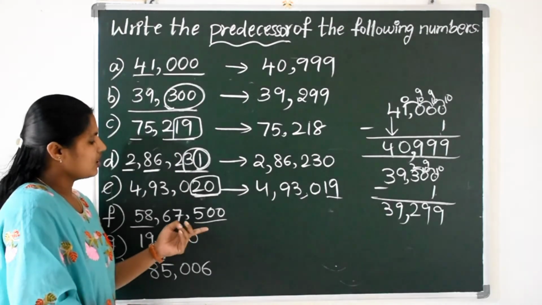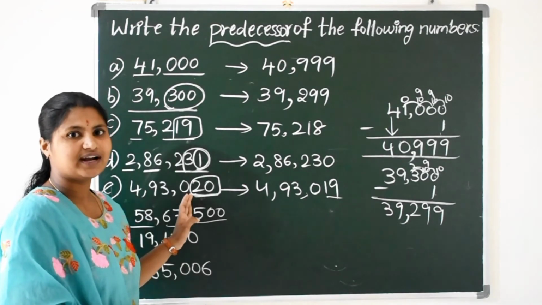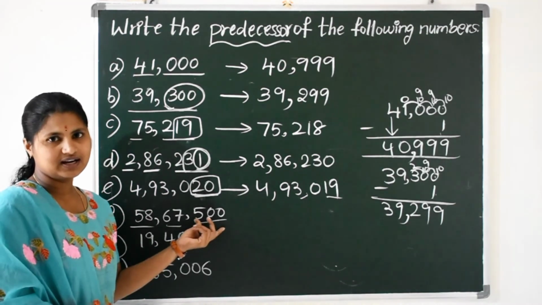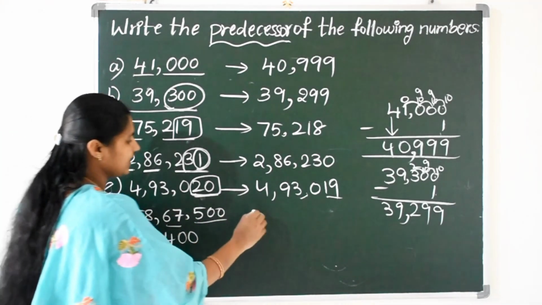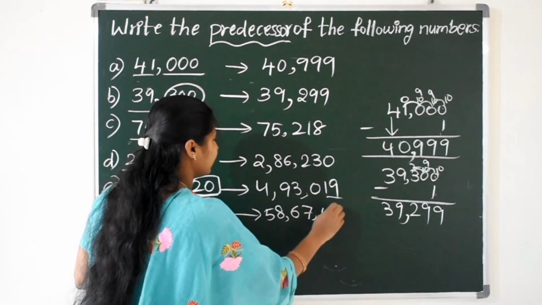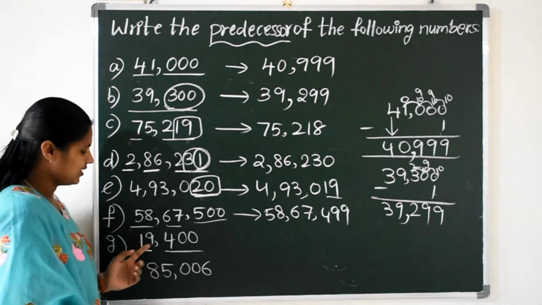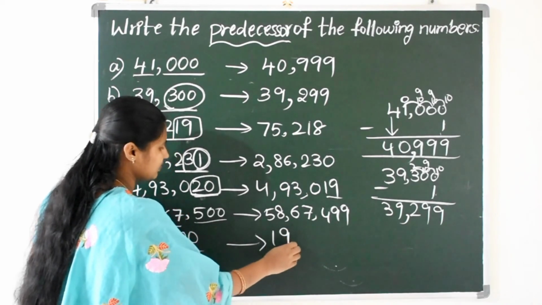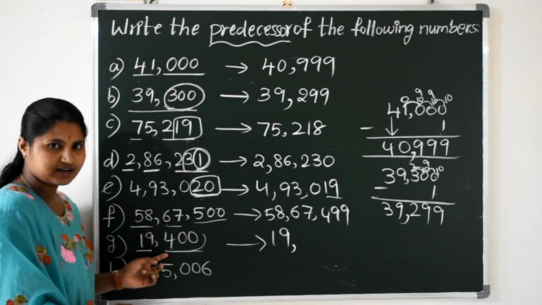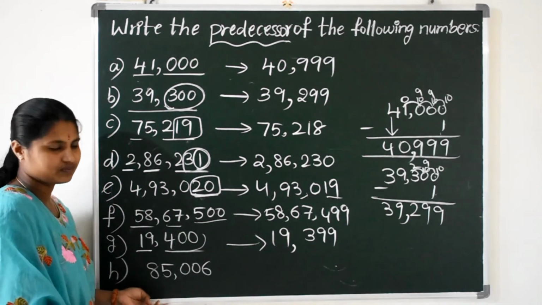Okay. Next to 58,67,500. After which number 500 comes while writing numbers? Tell me. Yes, 499 comes before 500. So we can write here 499. For 58 lakhs 67,499. Next 19,400. 19,400. Here 400. 400 means what? Tell me. After which number 400 comes? Yes, 399 comes before 400.